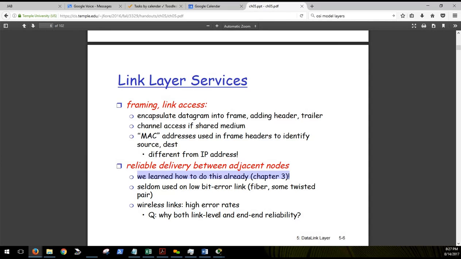So why both link level and end-to-end reliability? Remember, where is end-to-end reliability performed?